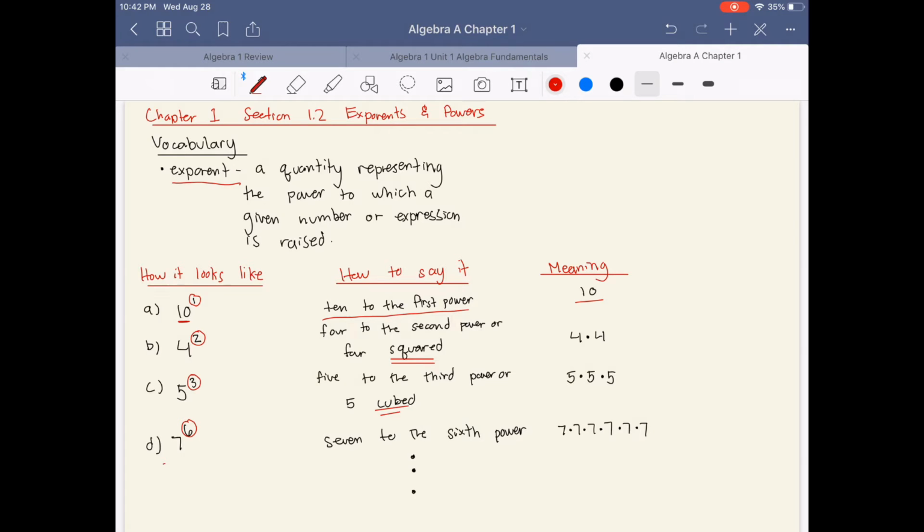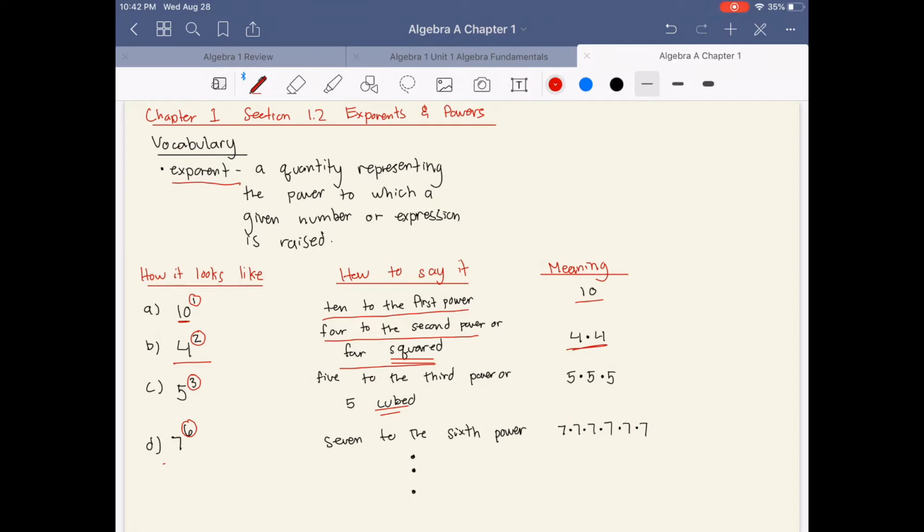Look at letter B. 4 raised to the second power, or 4 squared. This is how it looks like, and how it's said, 4 to the second power, or 4 squared. Now, you only say squared when the power is 2, nothing else. So squared only refers to the power 2. Okay, then the meaning, how it's rewritten, you write 4 2 times because the power is 2.